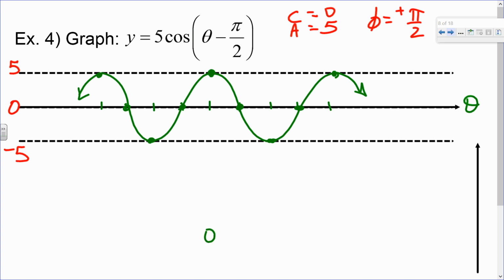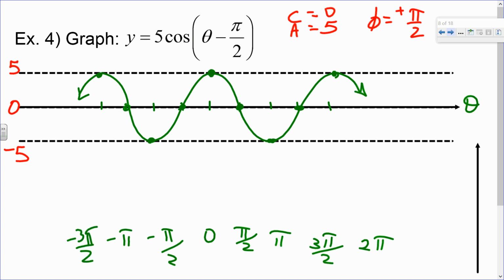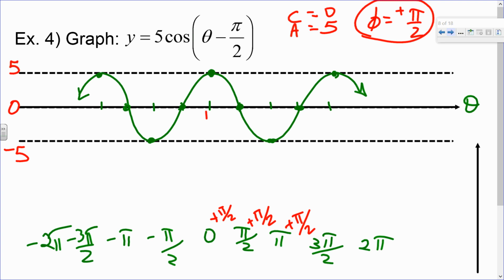Normally that was 0. This one says the shift is in radians, so that's how I know I need to use radians on my horizontal axis. Normally it's pi over 2, pi, 3 pi over 2, 2 pi, minus pi over 2, minus pi, minus 3 pi over 2, and minus 2 pi. Since phi is plus pi over 2, I need to add pi over 2 to each of these, so that I have pi over 2, pi, 3 pi over 2, 2 pi, 5 pi over 2.